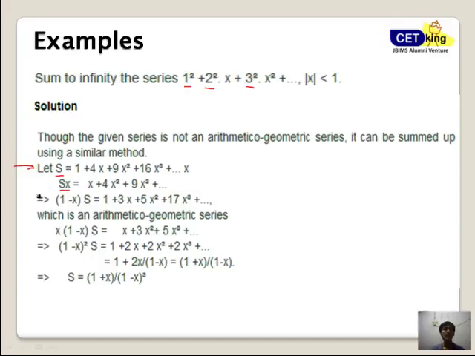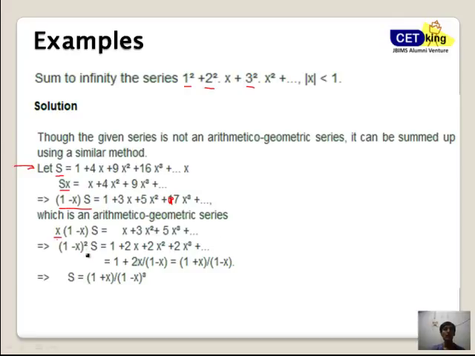And if we subtract the two series, we get 1 minus x times S is equal to 1 plus 3x plus 5x square plus 7x cube and so on. Alright, so if you observe closely, now we have got an arithmetic geometric series. So now we apply the same technique to solve the arithmetic geometric series. That is, we multiply the series by the common ratio, which is x, and we get the series as x plus 3x square plus 5x cube and so on.